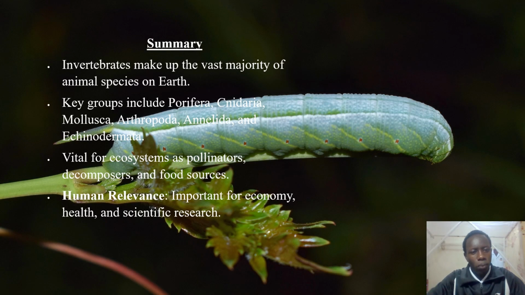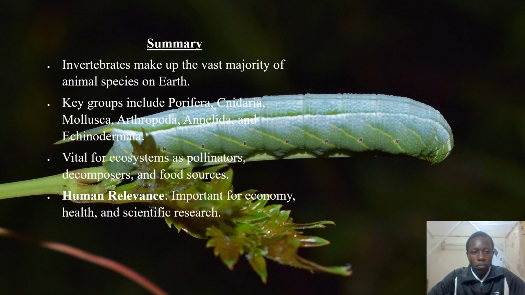Let us just do a quick recap of what we have learned. Invertebrates make up the vast majority of animal species on Earth. I told you they are more successful, and that's why they make up a vast majority of species. The key groups include Porifera, Cnidarians, mollusks, arthropods, annelida, and echinodermata. We will come and discuss them one after the other in the coming videos.